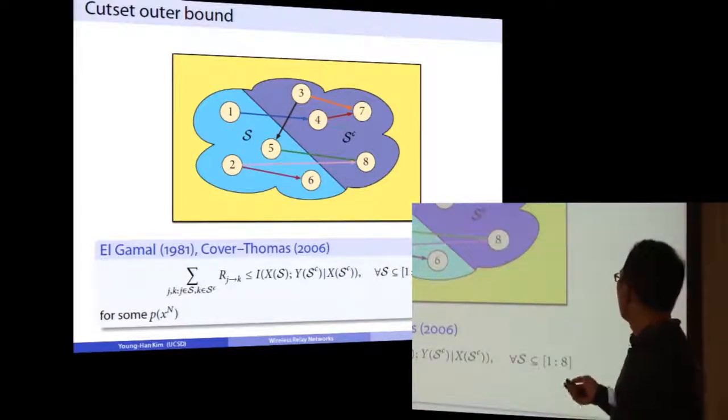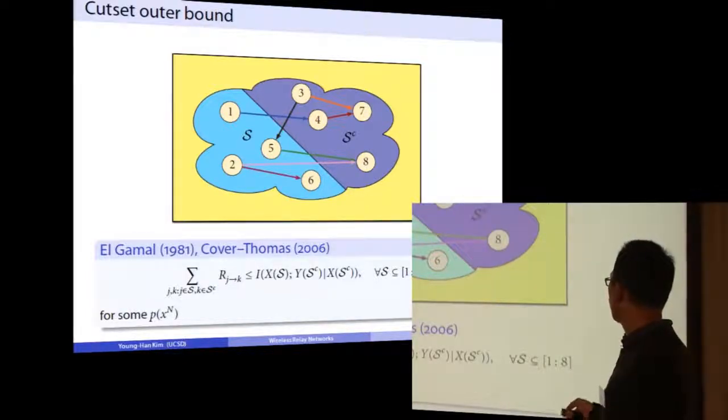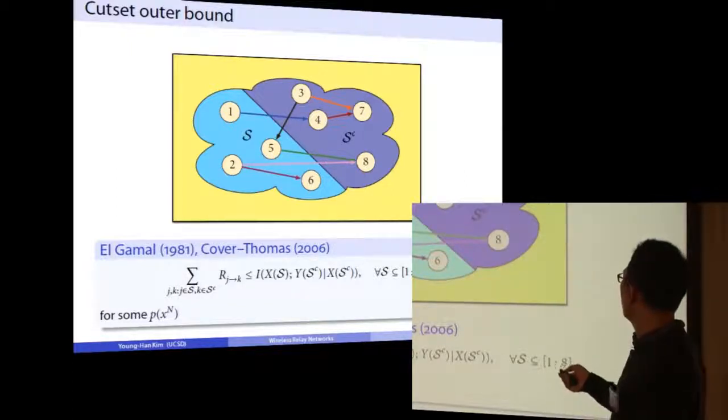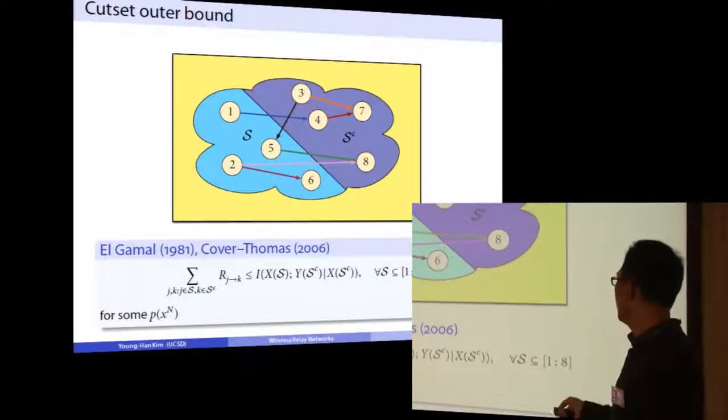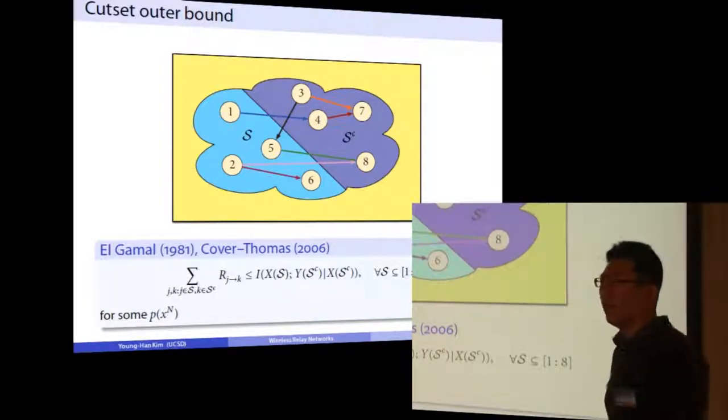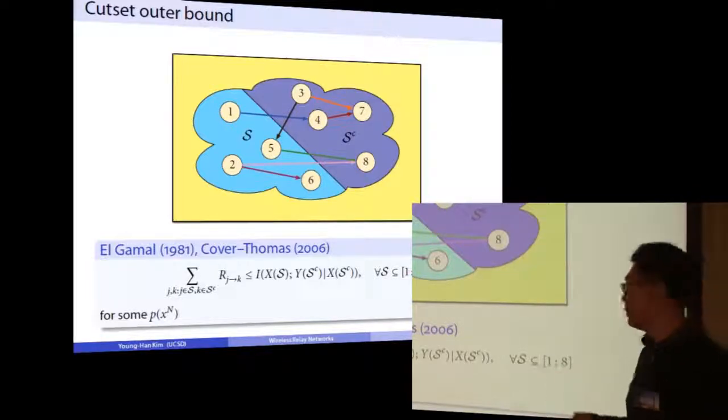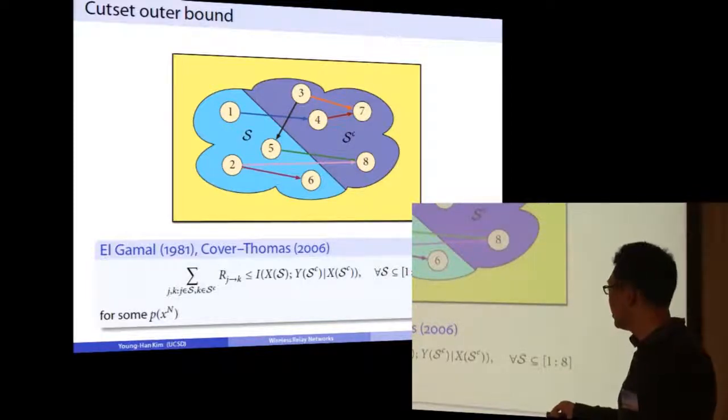We partition the network into 2 pieces, S and S complement. We look at the sum rate of all the flows with sources on the S side and destinations on the S complement side. Then that sum rate must be upper bounded by the mutual information between X_S and Y_S complement, for an arbitrary joint distribution between all the inputs. So this is the classical cut-set bound.